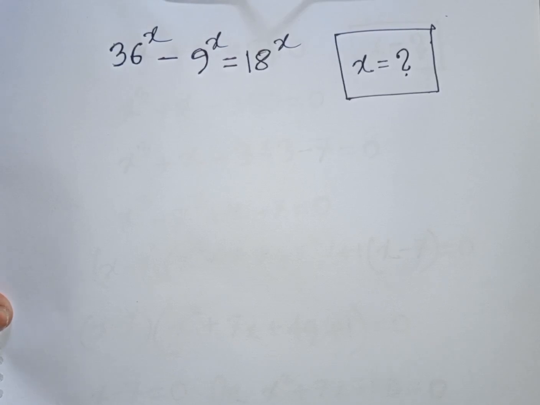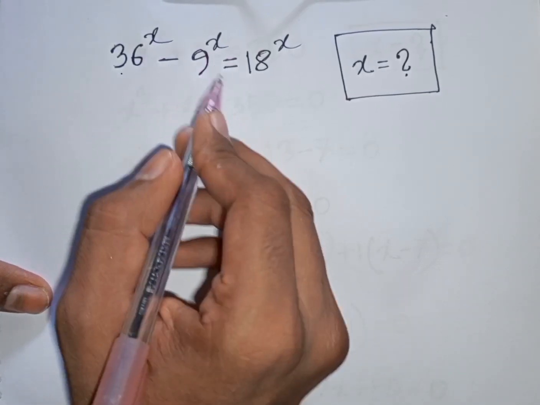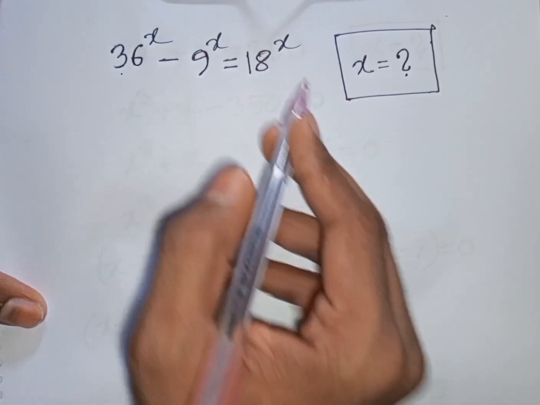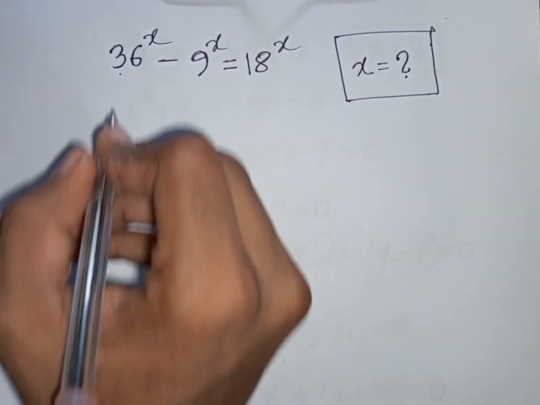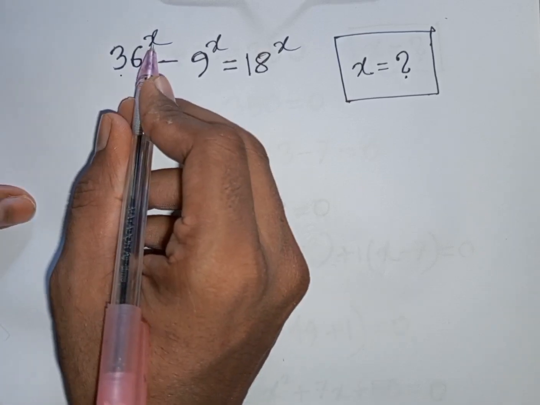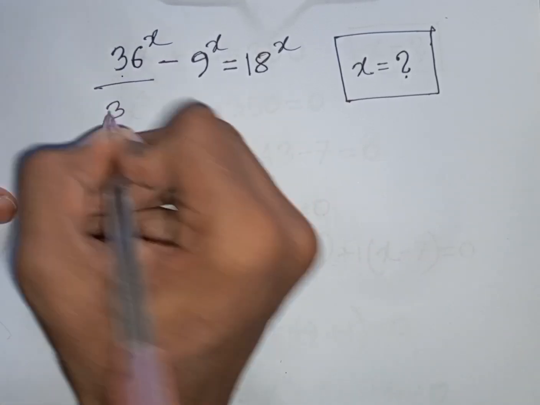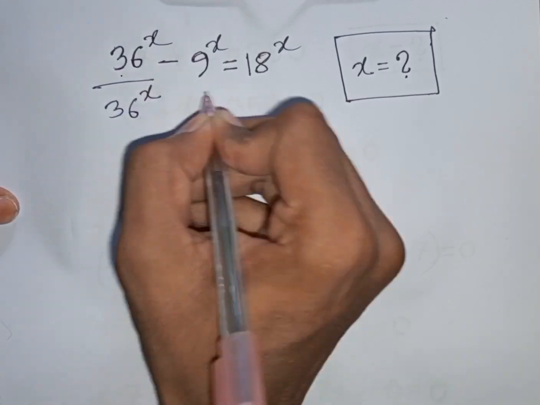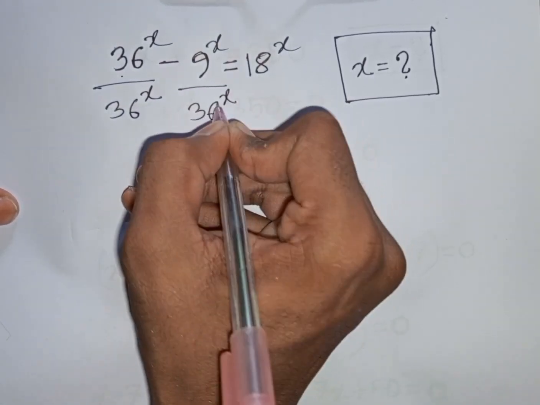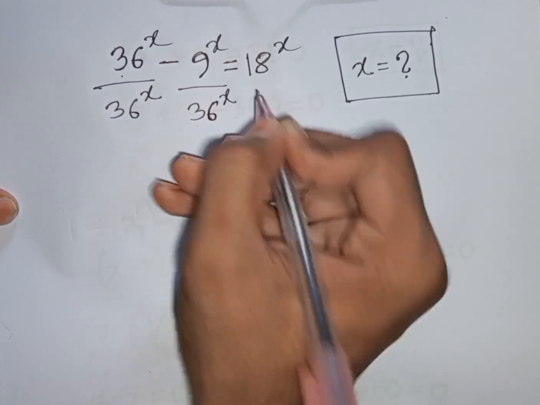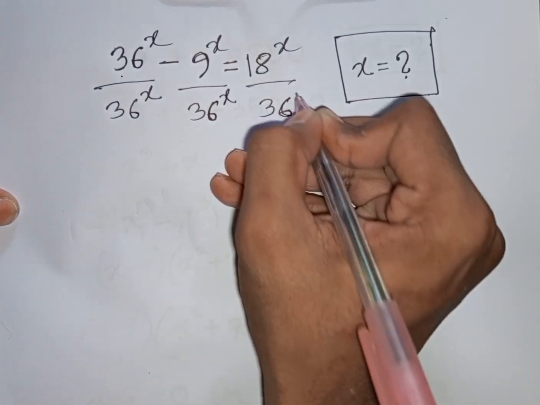How to solve 36^x - 9^x = 18^x. Find the value of x. At first, we divide by 36^x on both sides.